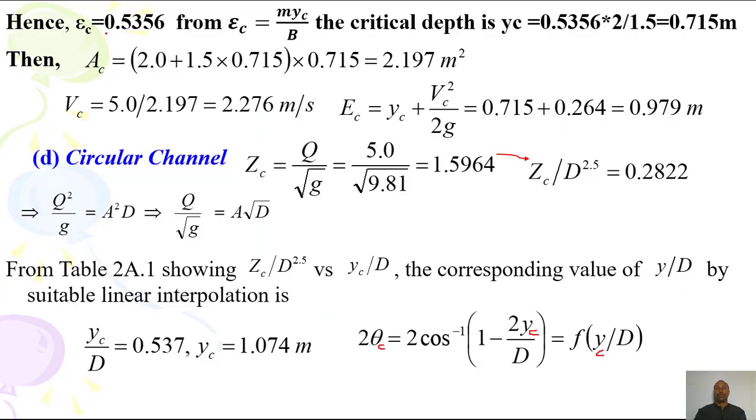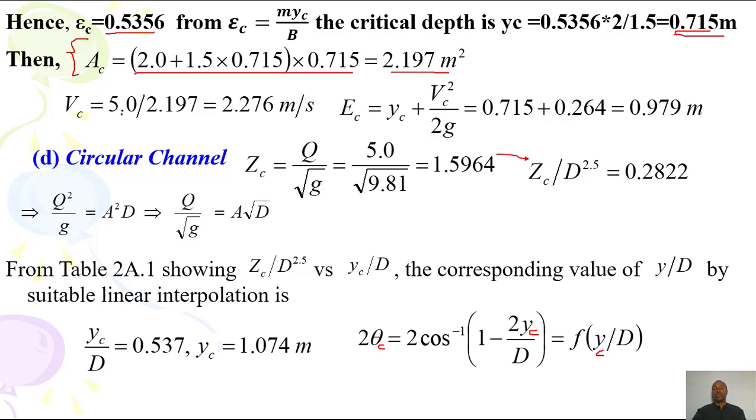So let us see. Once you have 0.5356 from eta c, the critical depth will be, you just multiply, then finally 0.715 meter. Either from the table or using the calculator, you can choose. So the choice just depends. So this is the area. You can calculate again as usual.